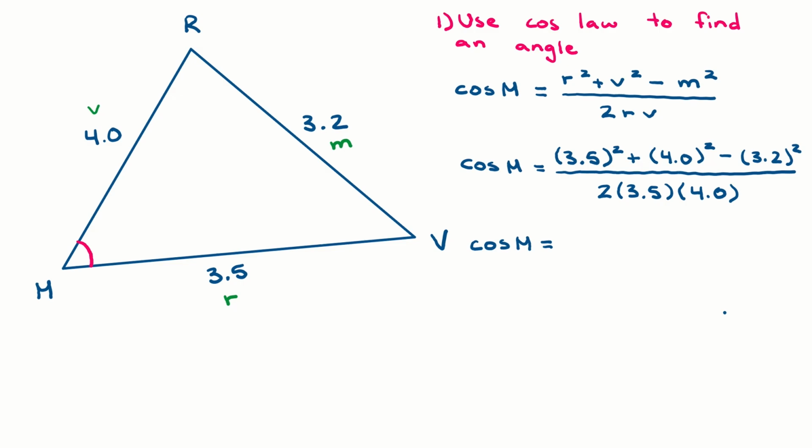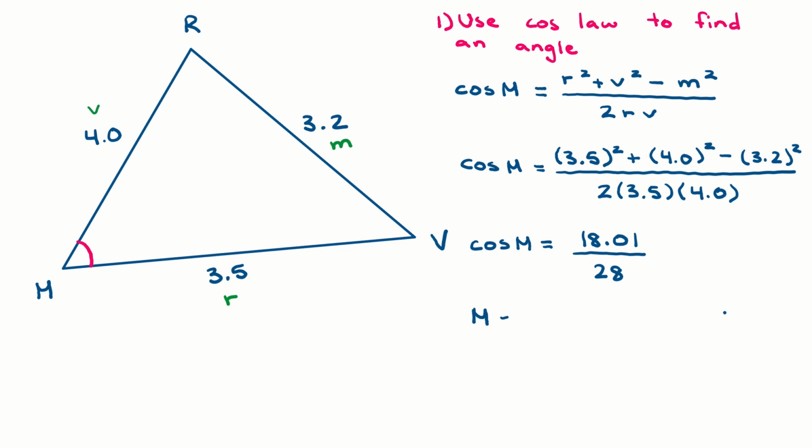I'm just going to simplify this a little bit more. We're going to solve for our numerator. So putting the entire numerator into my calculator, I got 18.01. And putting the entire denominator into the calculator, so 2 times 3.5 times 4, I get an answer of 28. Now remember, that is cos of M.